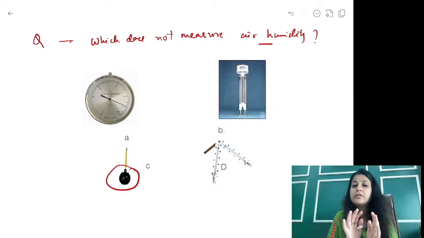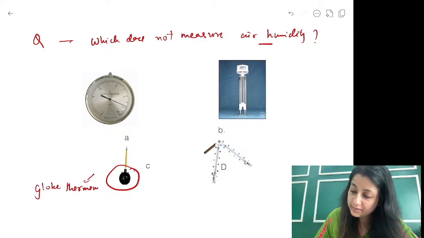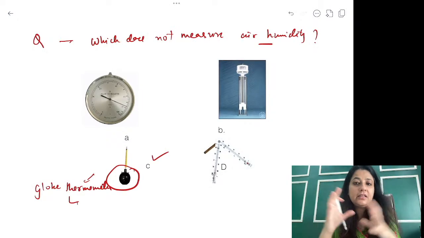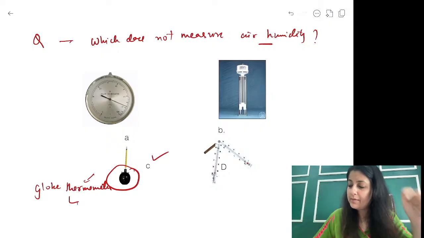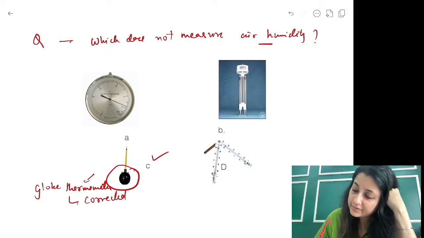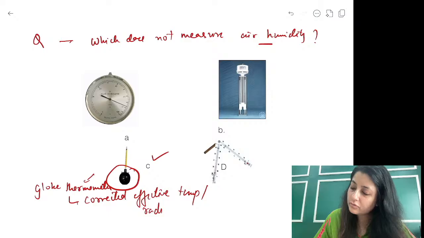This is not, this is like a globe. What is the name of this, guys? Globe thermometer. This is the correct answer. It's like a globe. Now, have you seen the globe? It's oval in shape. So this has a thick and wide bulb. This can measure corrected effective temperature, or you could also call it radiant heat.